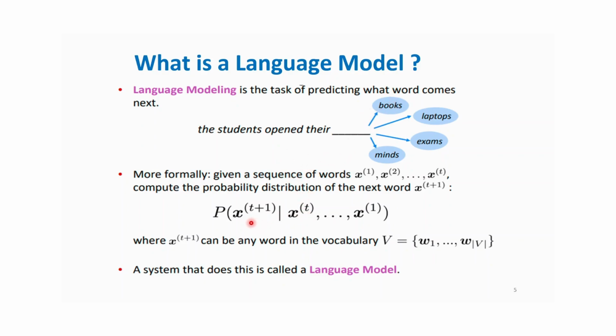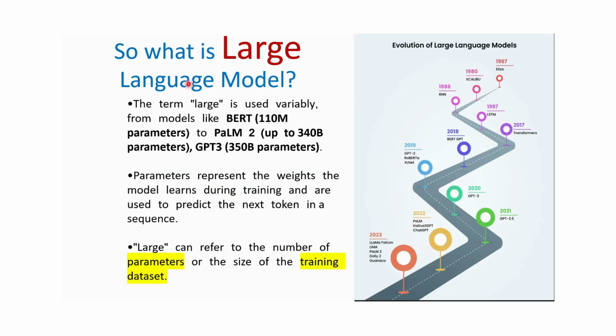That means we are actually understanding the patterns, the frequent patterns inside the text. When we say we are predicting the next sequence, we are focusing on the patterns that frequently occur. This system is called a language model. Okay, so how did that language model become large?